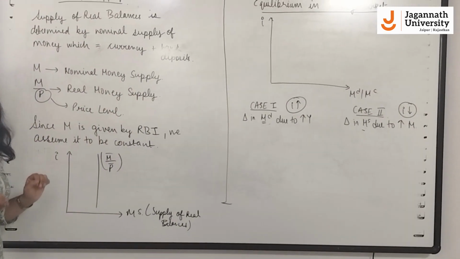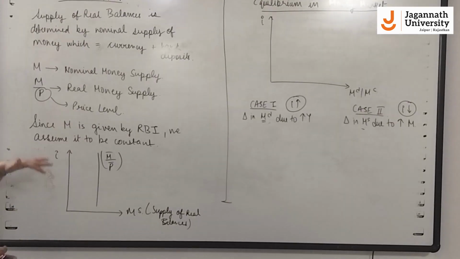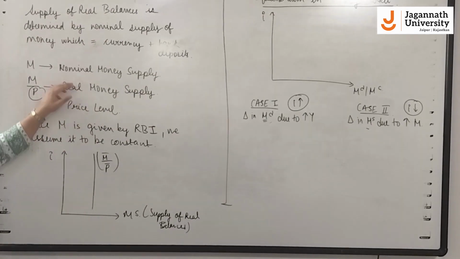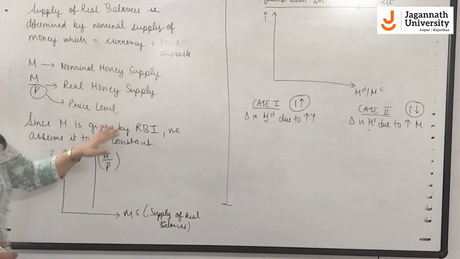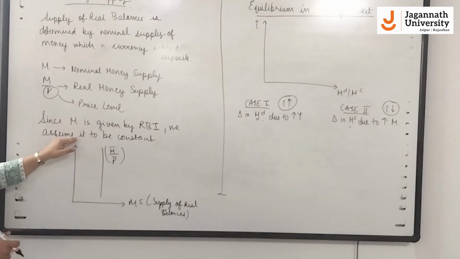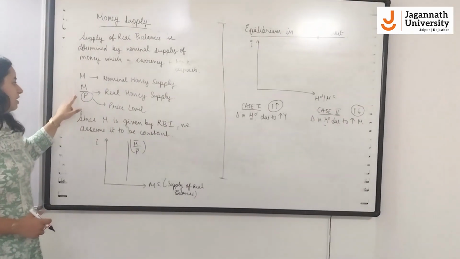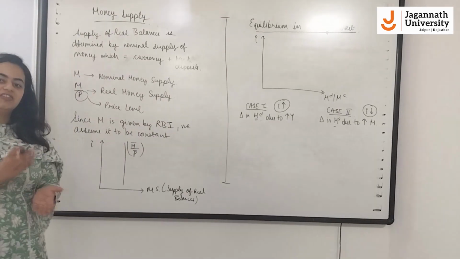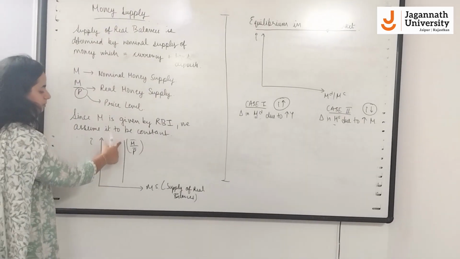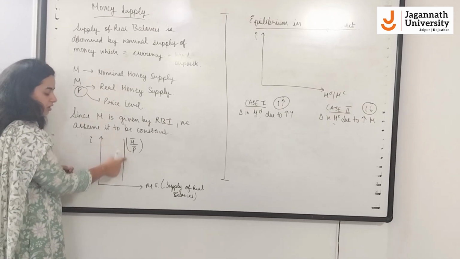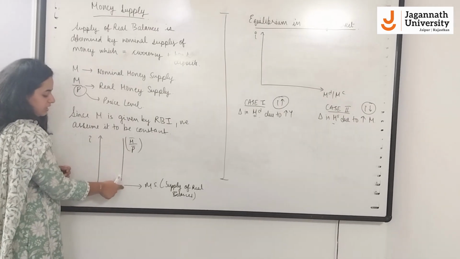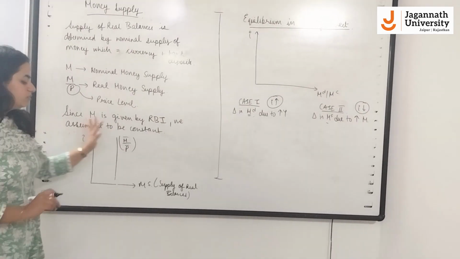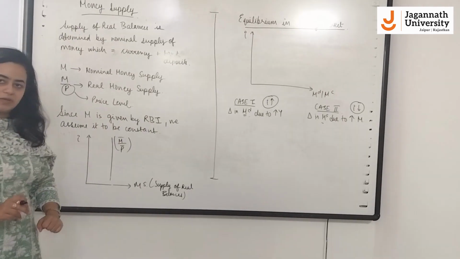I hope you know the difference between nominal and real variables. Whenever we adjust for comparison or divide by an index, it becomes real. So M is the nominal money supply, which is given by the RBI, and thus we assume it to be constant, and M by P is the real money supply. Since M by P is constant, the money supply curve is a vertical line. At any given interest rate, money supply cannot be increased because it is assumed to be fixed in the economy as given by the RBI.